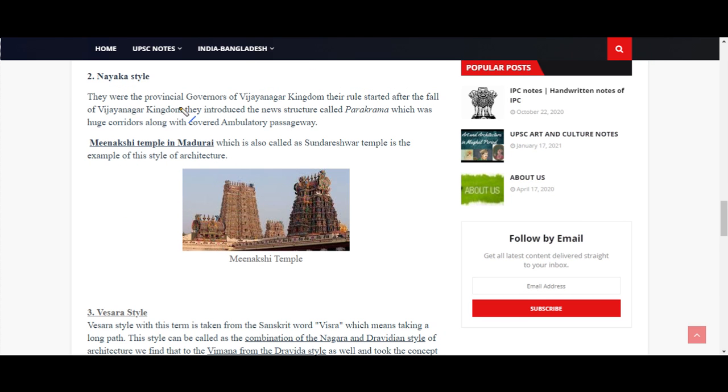Now we move ahead to the next sub-school of the Dravid style of architecture, which is the Nayaka style. Now the Nayakas were the provincial governors of the Vijayanagara rulers, and after the decline of the Vijayanagara rulers, they started to establish their own small kingdoms, and they also started to develop their own style of temple architecture. They introduced a new concept called Parakram, which was a huge corridor covered with an ambulatory passageway. And the example of this Nayaka style of architecture is the Meenakshi temple in Madurai, which is also called the Sundareshwar temple.